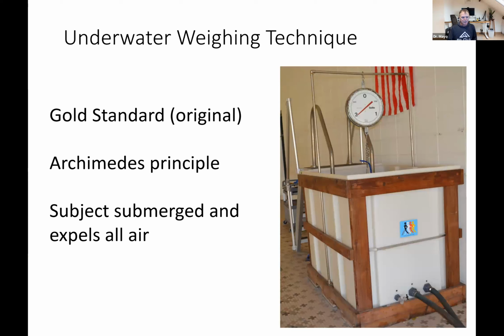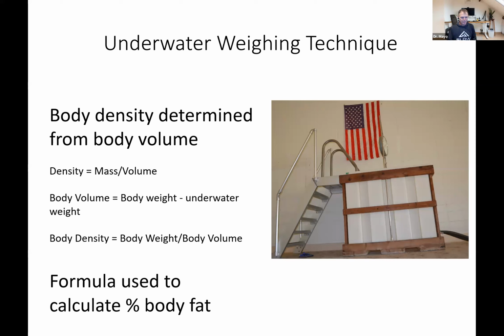We then got into underwater weighing, or hydrostatic weighing. We said it's the original body composition technique. It uses densitometry, determining how dense you are. Fat is less dense than water, so it floats, and muscle is more dense than water, so it sinks. Then we use Archimedes' principle, the principle of buoyancy, to determine body fat percentage. There's a whole process where you're measuring body volume to get body density.